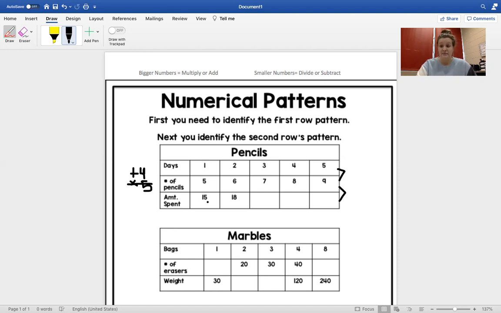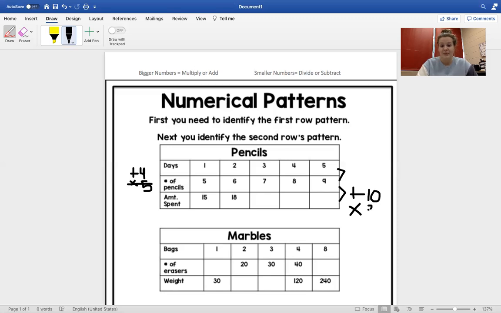5 to 15. Did we get bigger or did we get smaller? That's right, we got bigger. So we know our rule is either going to be plus or times. But we need to see which would work. So how would I get from 5 to 15 if I was adding? 5 plus what equals 15? 10, right? So our rule could be plus 10, or it could be times what? How would you get 5 times what equals 15?